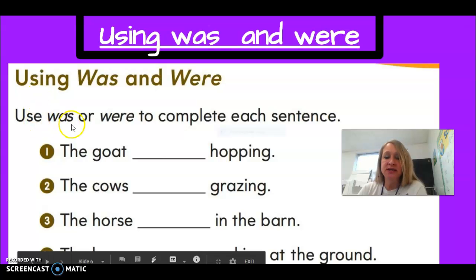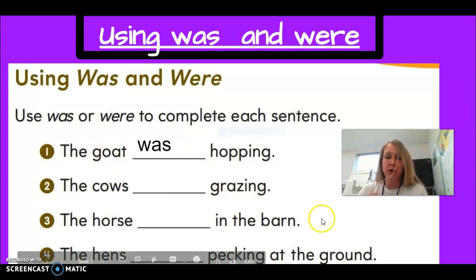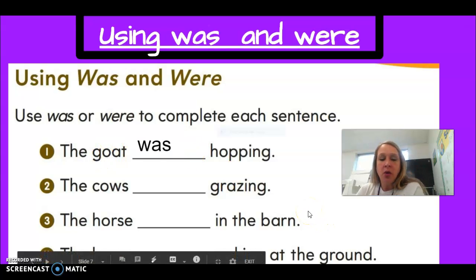All right, so let's practice finding the correct be verb for each sentence. This says use was or were to complete each sentence. So we're talking about the past. It already happened. The goat blank hopping. So the goat was hopping or the goat were hopping? Look at our subject, goat. That's only one, right? So if it's singular, we have to use was or were. Was. Very good. Was hopping.